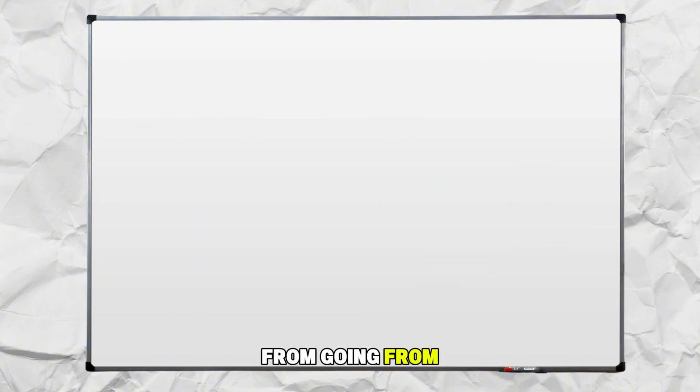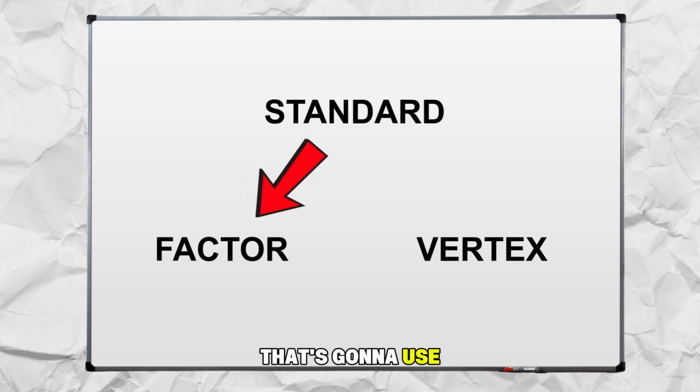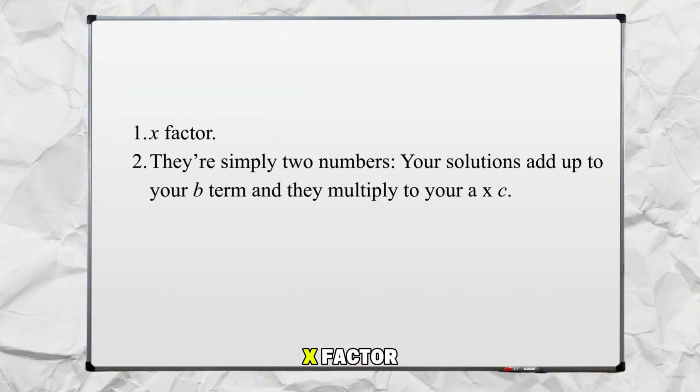All right, so that's going from factored to standard. If we're then trying to go from standard to factored form, that's going to use the factoring quadratic methods outlined in this video. There are 3. There's going to be the x factor. There's simply 2 numbers: your solutions add up to your b term and they multiply to your a times c.